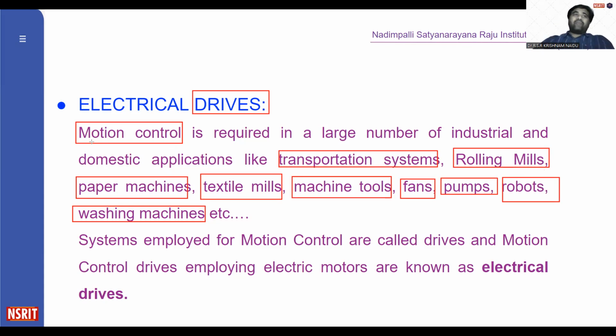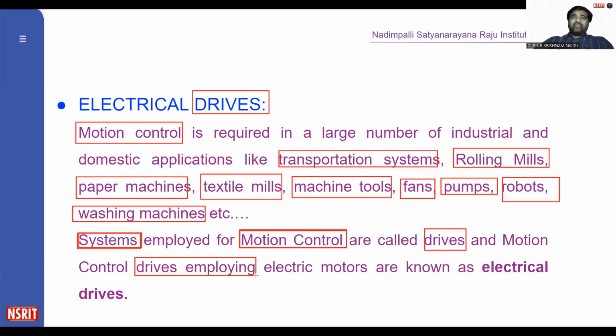a drive is required. So a drive is nothing but a system that is employed for motion control. A drive is nothing but a system which is used to control the rotation or motion of a machine. If this drive employs an electric motor, it is known as an electric drive. If the drive consists of an electric motor, then that drive is called an electric drive.